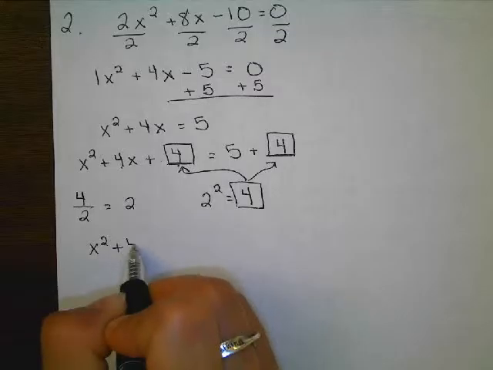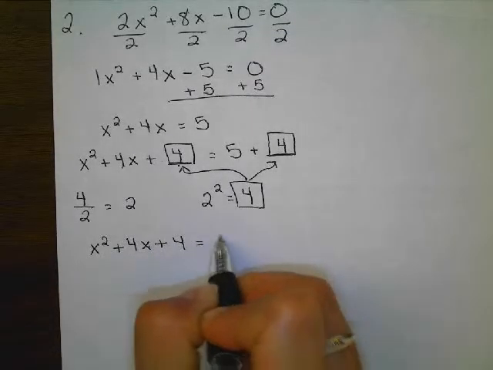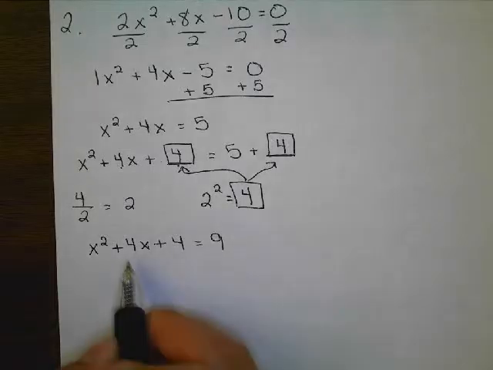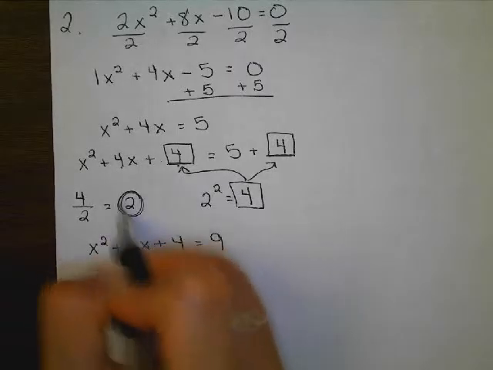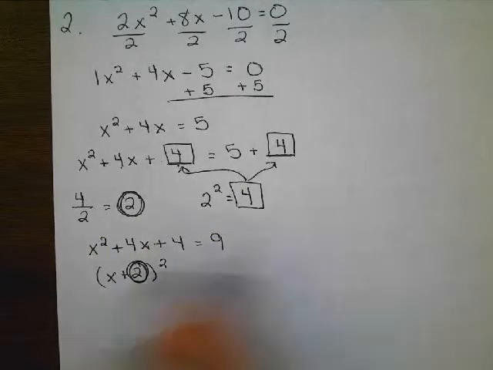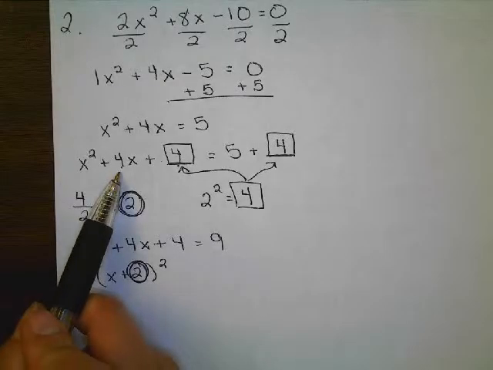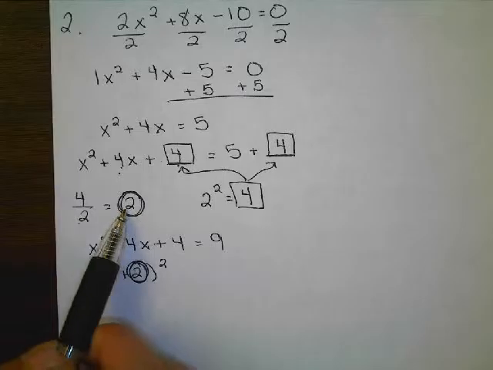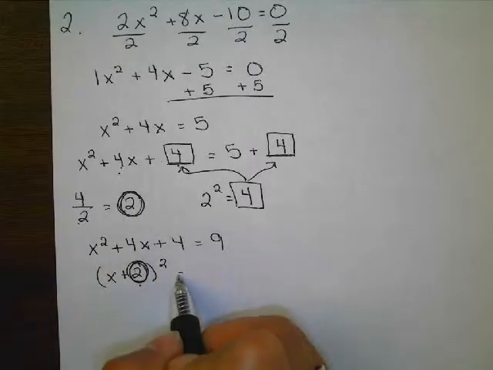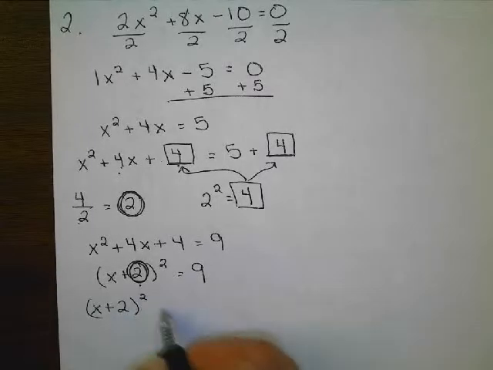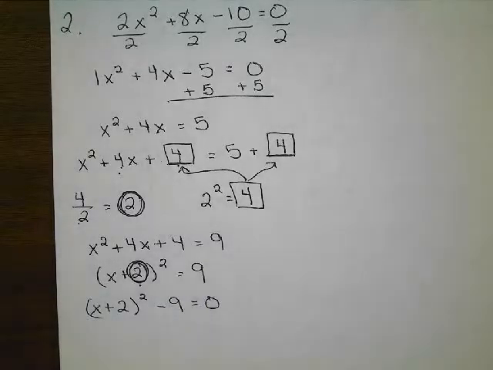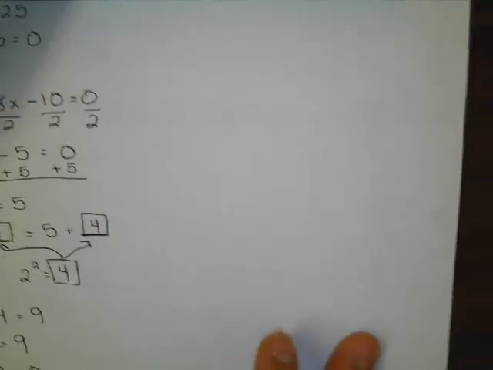Now we have x squared plus 4x plus 4 equals 9. Now we'll have to simplify this into x plus 2, whole thing squared. Remember, that comes from this number here. That's the number that you got when you took half of this linear term. So again, 4 divided by 2 is 2, which goes here. That's going to equal 9. And then we'll subtract that constant back over. And now we've completed the square. We'll do one more.